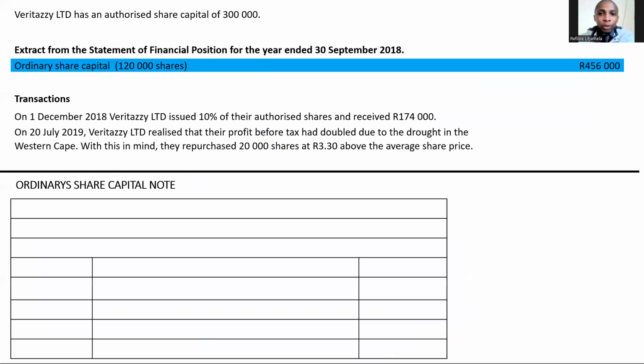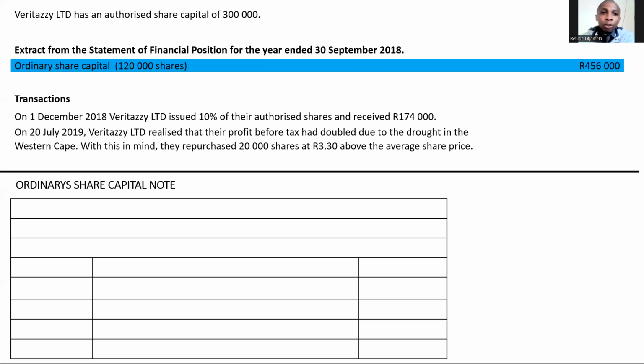In classwork 3, you are given ordinary share capital of 456,000, and the number of shares there will be 120,000. Okay, so basically, this happened on the 30th of September 2018. And when you read the transaction, it says on the 1st of December 2018, which is after September. It means that September, guys, is the beginning of the financial year. Let me start by recording this.